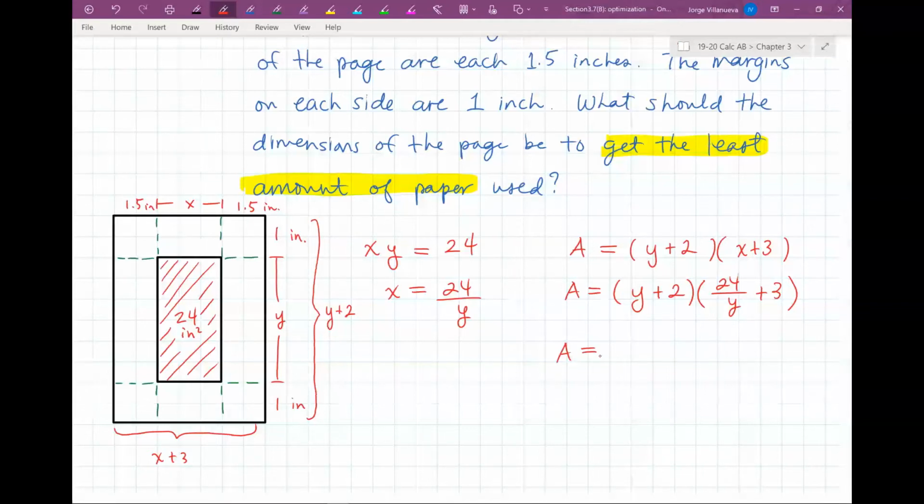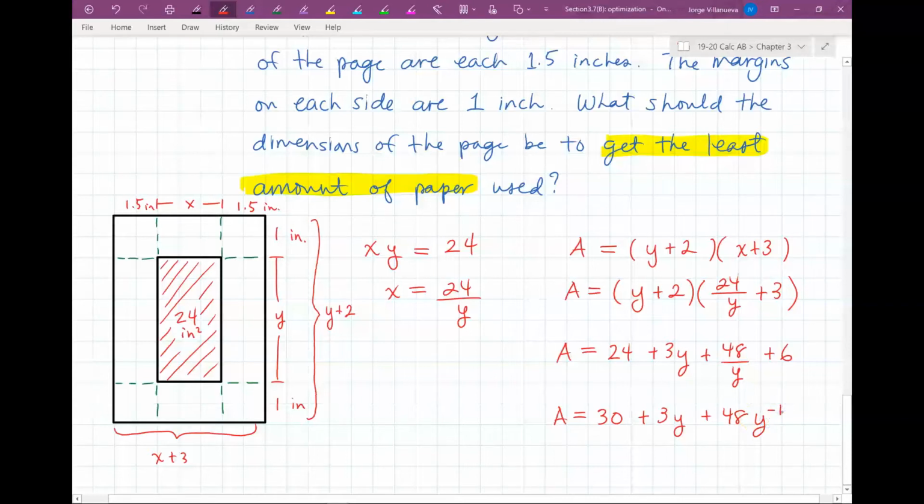So y times 24 over y is just 24. Y times 3, 3y. 2 times 24 over y, that's 48 over y. And then 2 times 3, that's 6. So A is 30 plus 3y plus 48 over y. You might say, oh, well, now I got to do a quotient rule. No, I don't. I can write y to the negative 1, and now it's a power rule. You can do that stuff for little simple things. Okay, I don't have to do crazy quotient rules for everything.